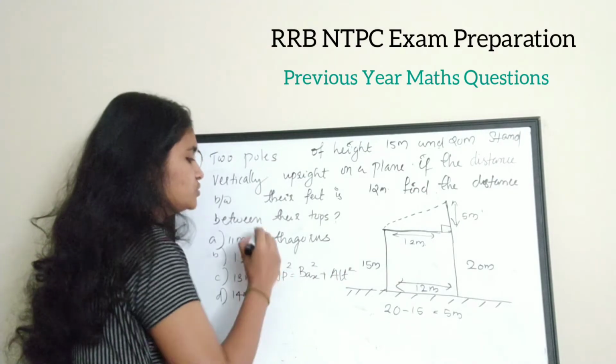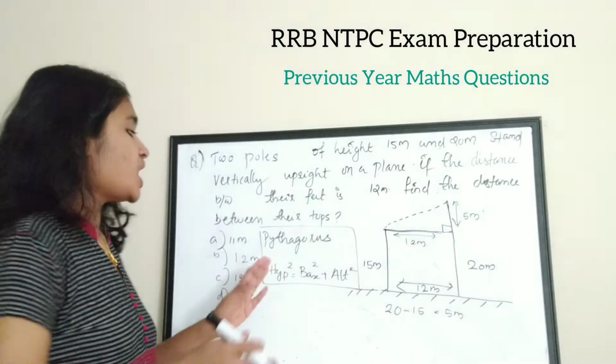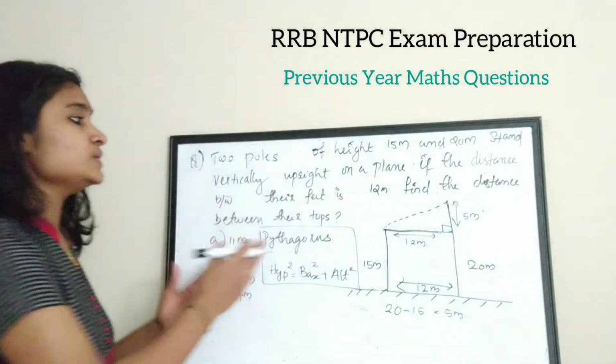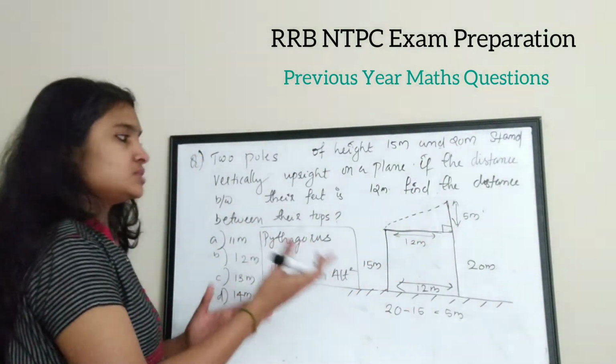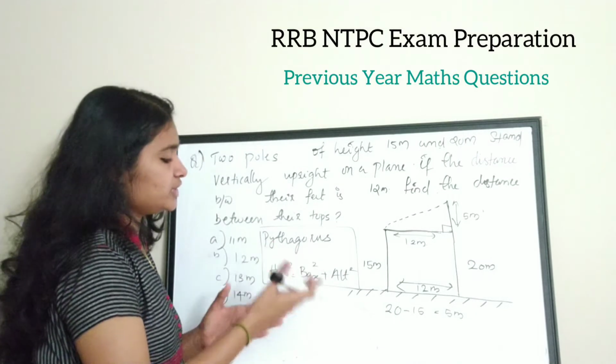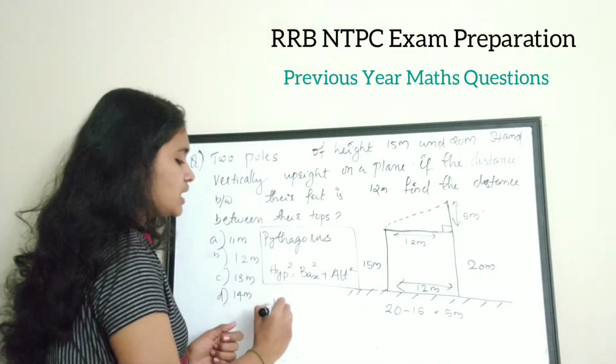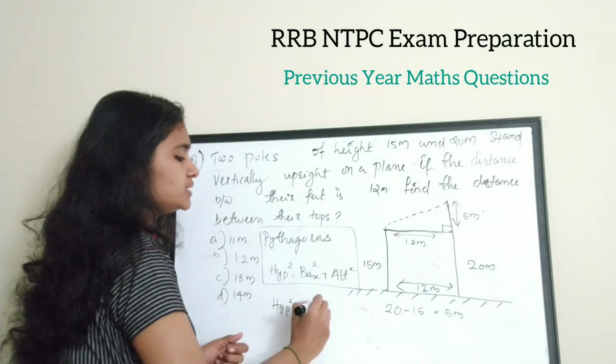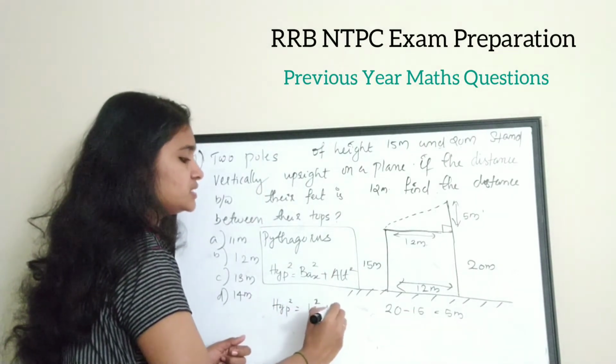So this thing also you need to study. Hypotenuse square equal to base square plus altitude square. We have given base and altitude now, right? So we can directly find the hypotenuse, right? So hypotenuse square equal to, here base is 12 meters, that is 12 square plus 5 square.